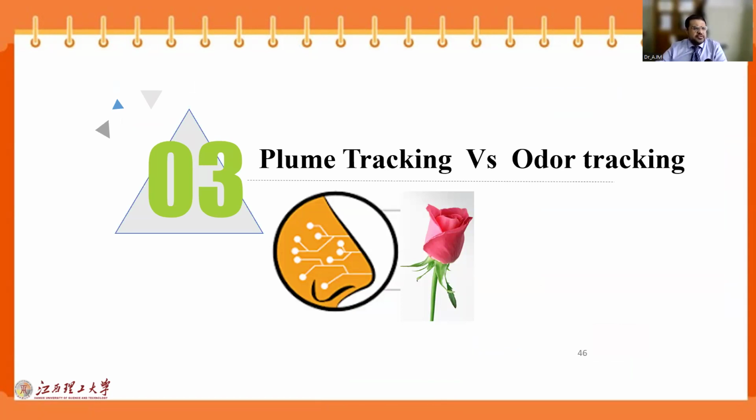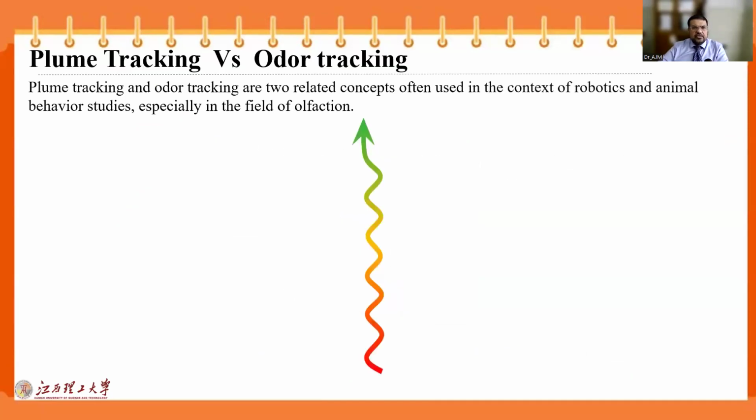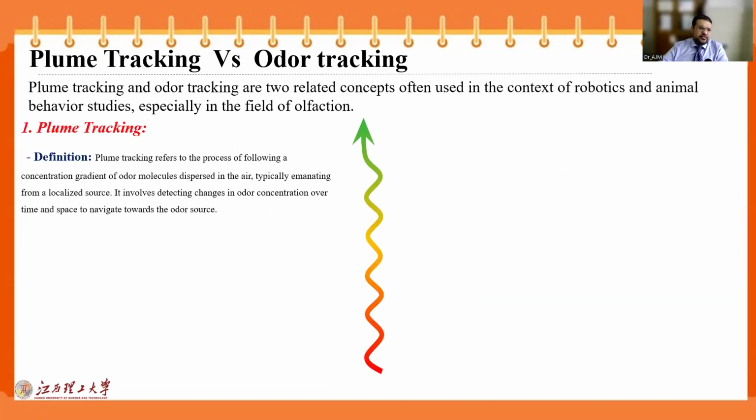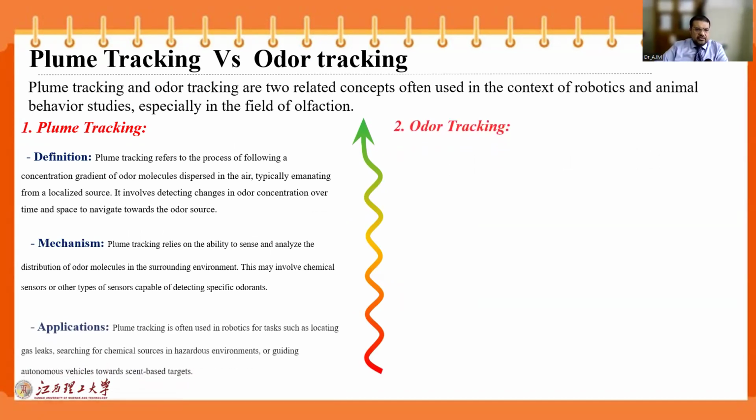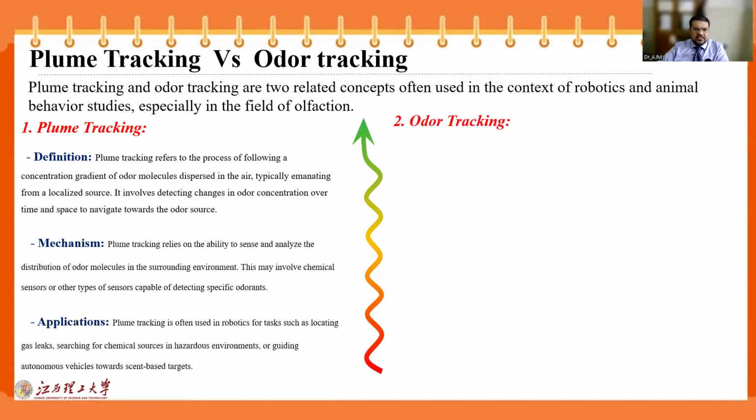Now, the second and important thing will come to our mind. Okay, if INOS is that simple, then plume tracking and other tracking jobs are nothing. No, let us first know the difference between plume tracking and other tracking. Plume tracking, we know, is the process of following the concentration gradient of the odor molecules, and in that, we give the ability to analyze the distribution of the odor molecules. It can be used in different ways, such as gas leakage, searching for chemical sources, hazardous environments, and guiding autonomous vehicles for us.